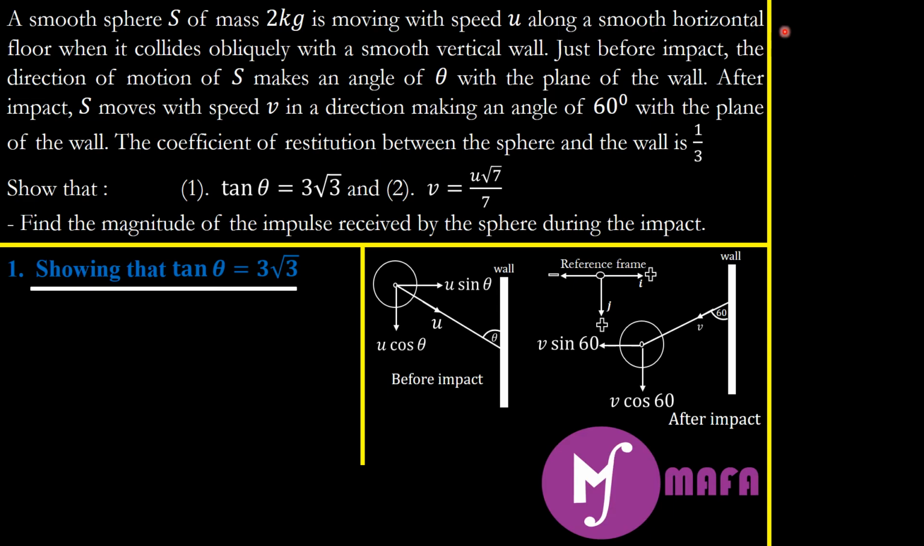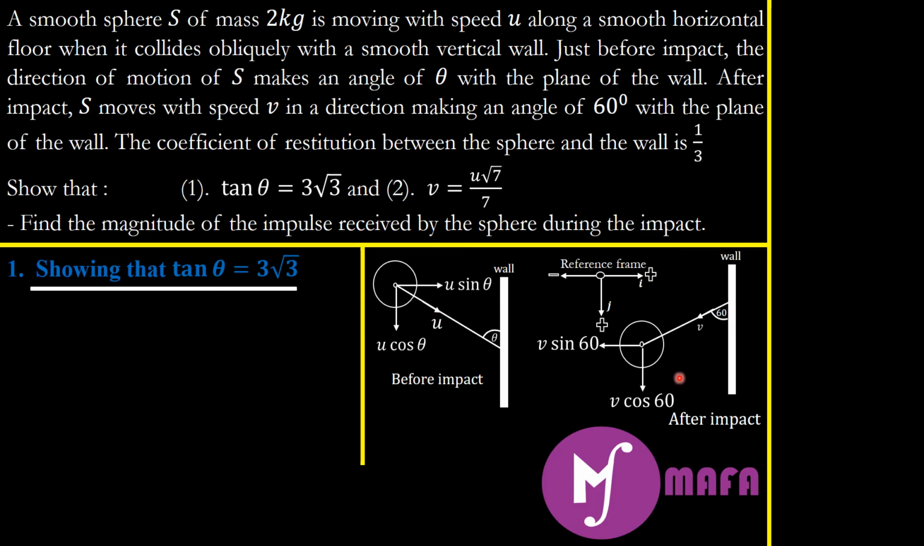Alright, so not to waste time, I already drew the diagram, so I'm just going to explain it. Here is before impact and here is after impact. Before impact, the sphere was moving to the right, and the initial speed of the sphere is u. It makes an angle of theta with the wall. So we need to resolve into two components, because we are going to consider motion along the line of centres, the horizontal line to the wall. We have the horizontal component to be u sine theta and the vertical component to be u cos theta.